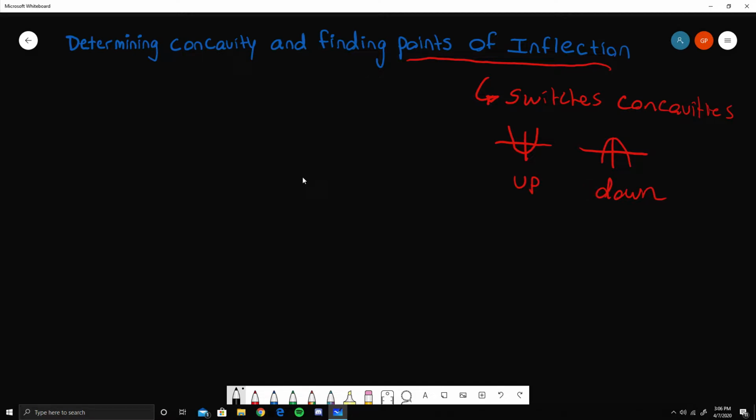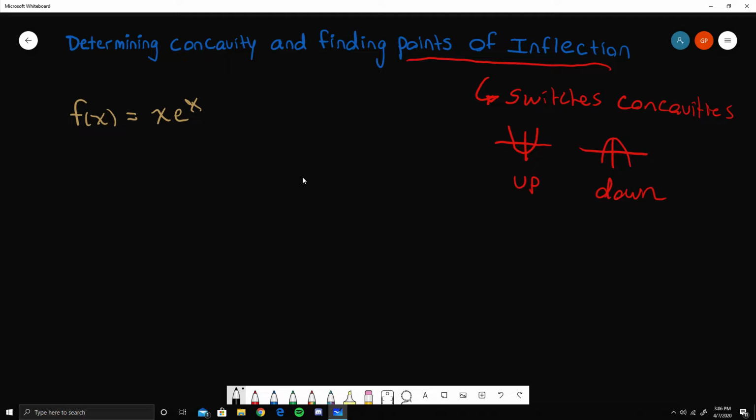Now I'm going to show you how to calculate concavity and points of inflection. For this example, I'm going to be using the following function: f of x is equal to x e to the x. Before I go any further, when finding points of inflection and determining concavity, we need to use the second derivative of the function.